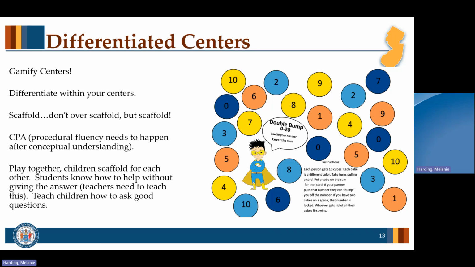Make sure that there's a CPA, cycle of instruction, a concrete, pictorial, abstract or representational, abstract. So kids have the opportunity to work with the concrete model before they move on to procedural fluency, and not all kids need it. They might be moving on from that. It's okay, but we really do need to make sure we have it in place. And children should know how to scaffold for one another without giving the answer. And again, that's a small mini lesson. The beginning of the year, we want to challenge one another. That's what good mathematicians do.